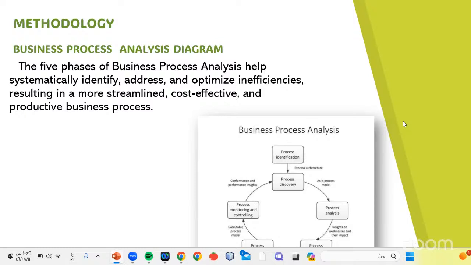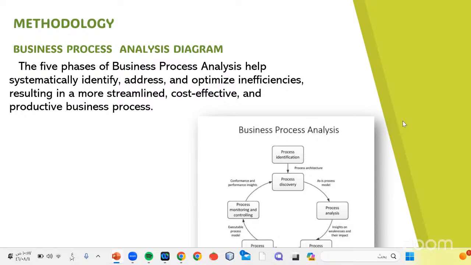We study their impact to find areas for improvement. Then we move to process redesign, where we create a new version of a process solving the issues found earlier. Once the redesign is complete, we move to process implementation, where we apply the new process in the real business environment.